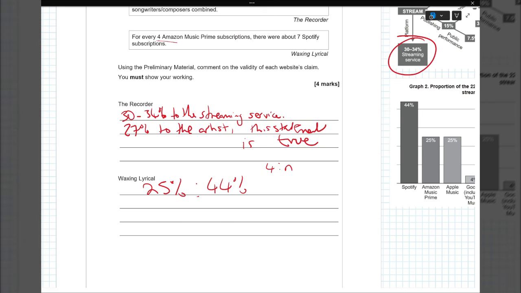So to get from 25 to 4, I do 25 divided by 4, 6.25. So if I divide both of these by 6.25, I'm going to get my 4. And then this is going to come down to the n value that I want. So 44 divided by 6.25, and that gives me 7.04, which is really close to 7. And it says there were about 7 Spotify subscriptions. So I'm going to say that this one is true as well.